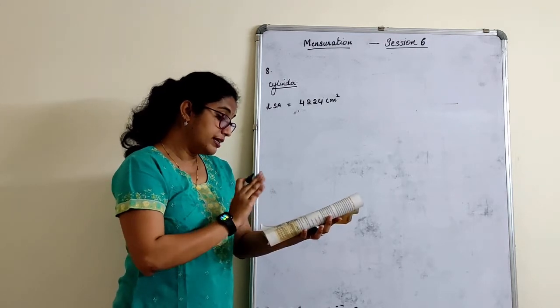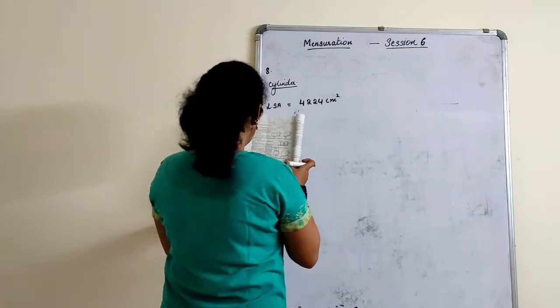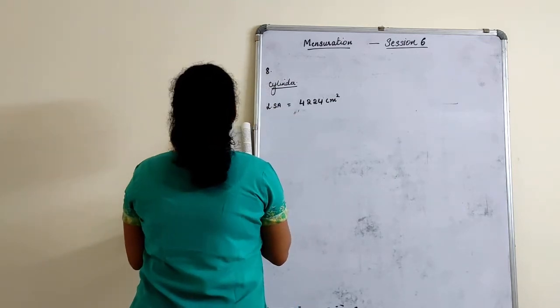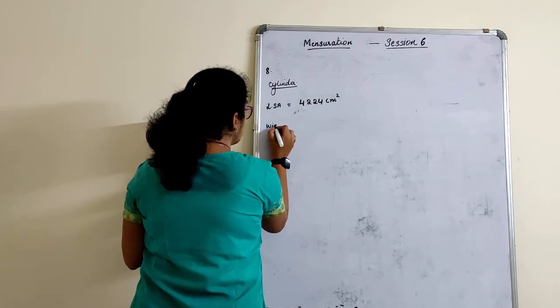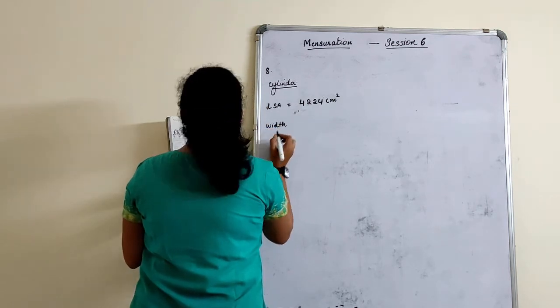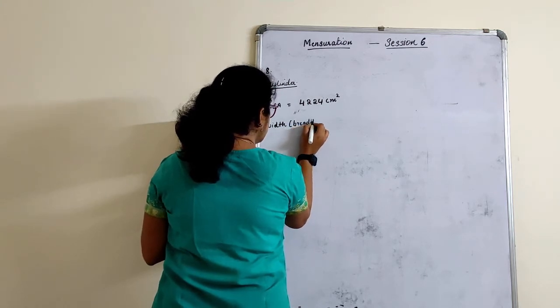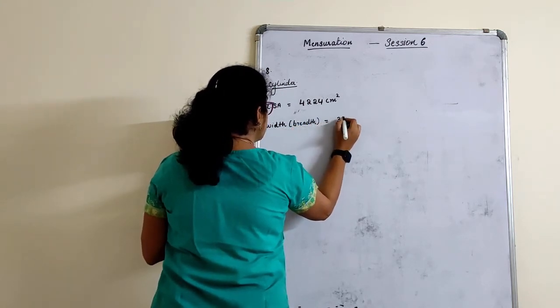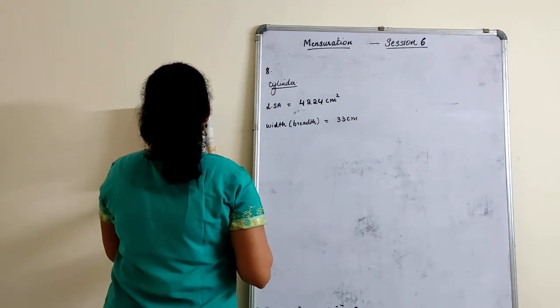It is cut along its height and formed a rectangular sheet of width 33 centimeter. Width, when we talk about, is nothing but breadth, that is 33 centimeter. Find the perimeter of the rectangular sheet.